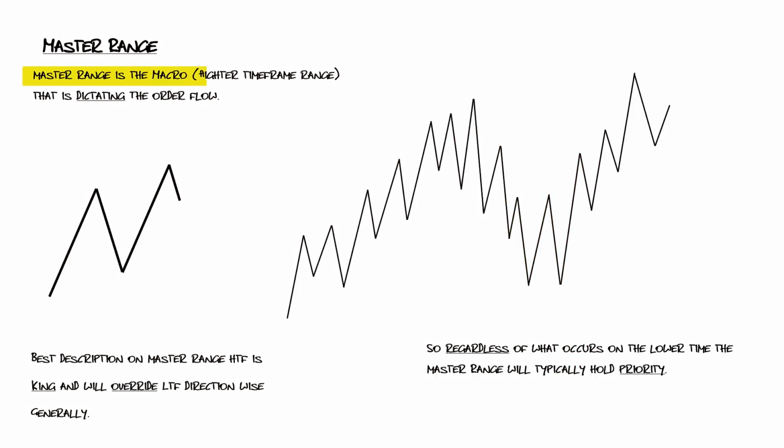So the master range is the macro that's dictating the order flow. The best way to describe master range is that higher time frame is king and will override lower time frame direction wise. So regardless what occurs on the lower time frame, the master range will typically hold priority.